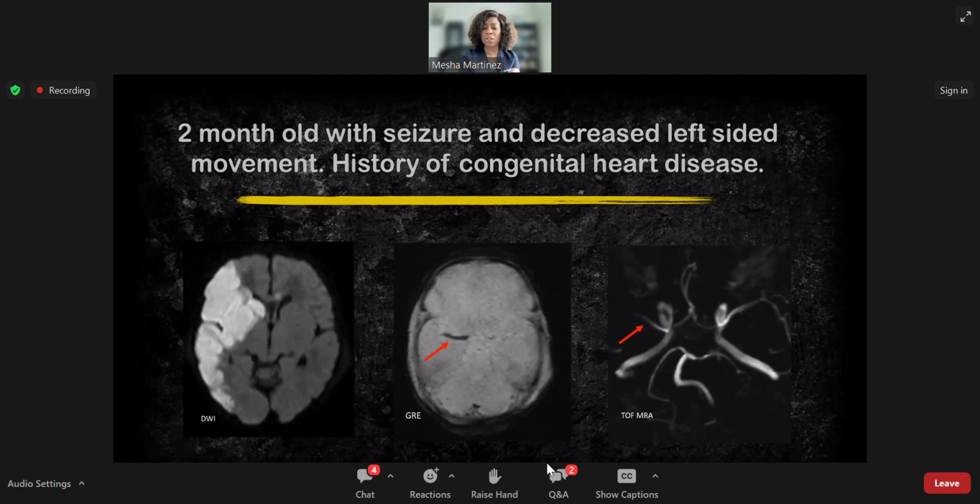This is a 2-month-old with seizure and decreased left-sided movement. We can see there's a large right MCA territory infarction. We can see that there's thrombus in the right M1 segment, and we can see that there's abrupt occlusion on time of flight imaging. Now, the question is, with a patient this age, are we going to the angio suite? In this scenario, we did not.